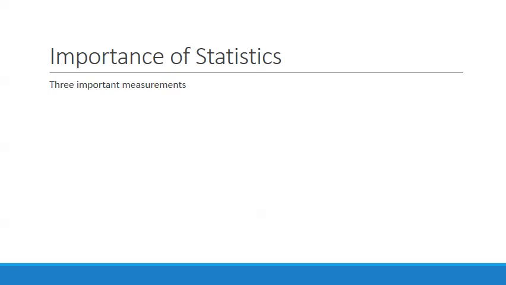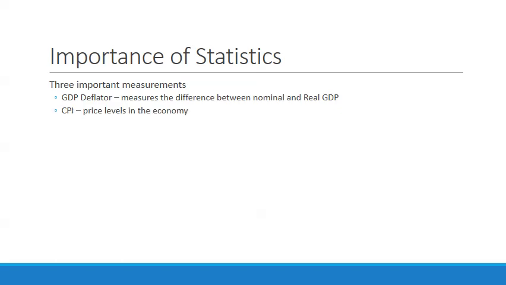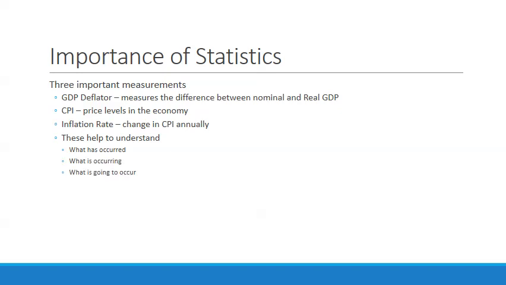So there's three important measurements we use: the GDP deflator, which measures the difference between nominal and real GDP; CPI, which measures the price levels in the economy; and then the inflation rate, which shows the change in CPI annually. So these three measurements are what allow us to really kind of focus and pay attention to what's taking place within the inflation rates. And so these help to understand what has occurred, what is occurring, and what is going to occur.